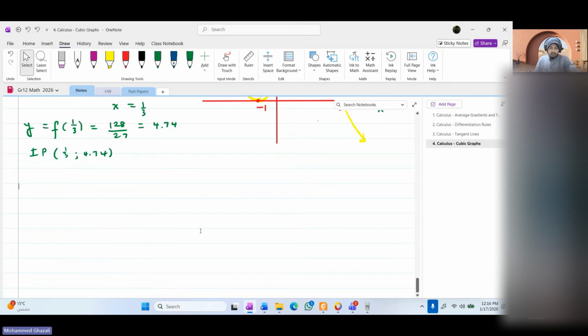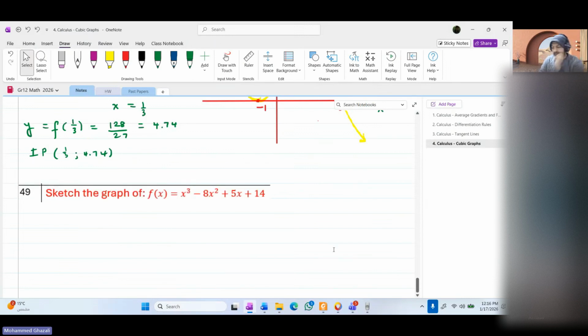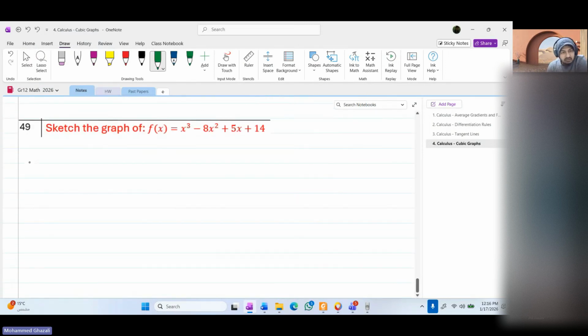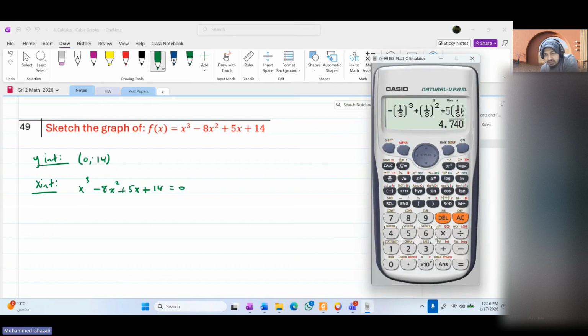All right, so we sketched one positive graph, one negative graph. Here's another graph to sketch. Quick sketch, we're going to work very fast. So the y-intercept is 0 and 14. For the x-intercept, we need to make this entire expression equal to 0: x cubed minus 8x squared plus 5x plus 14 equals 0. I just want to see if this works out.